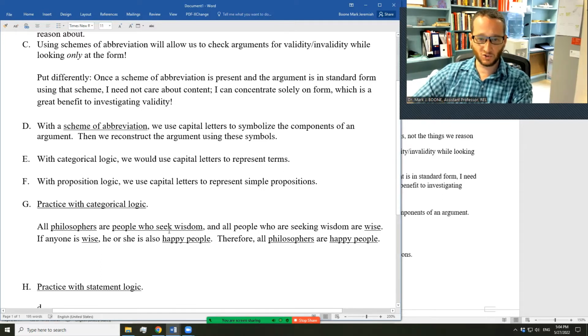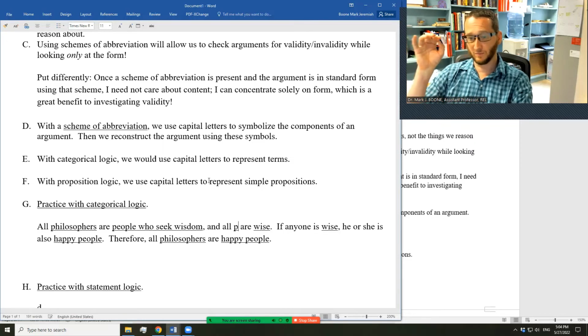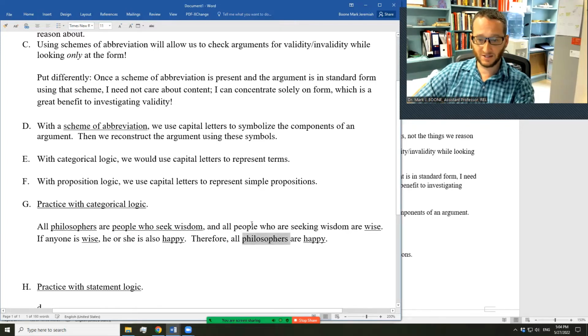And we could change people who seek wisdom to people who are seeking wisdom, or change people who are seeking wisdom to people who seek wisdom, so the language is uniform. So we're using the same words, and wise could become wise people, but that would be missing the point. The point is to take these terms and make it all uniform using the scheme of abbreviation.